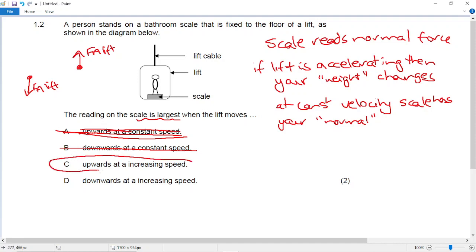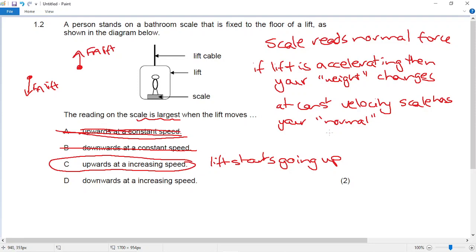So I always say, if you're answering these questions and it's not too complicated, think about when you get in the lift. When do you get in the lift and feel heaviest, okay? You feel heaviest when the lift starts going up, okay? And you feel lightest when the lift is like falling away under your feet. Okay, if you think about that.